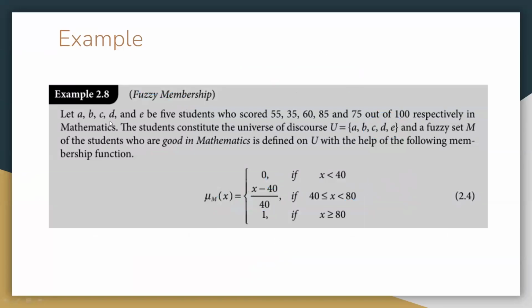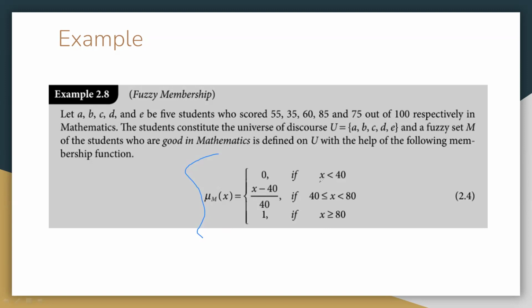So another example of how we can understand a fuzzy set and fuzzy membership. Say you have 5 students A, B, C, D, E who scored marks 55, 35, 60, 85, and 75 out of 100 respectively in maths. So the students constitute the universe of discourse, the capital X or the capital U. A, B, C, D, E are the members of the entire set. And the fuzzy set M of students who are good in mathematics is defined on U with the help of the following membership function. You can see the membership function is given here.